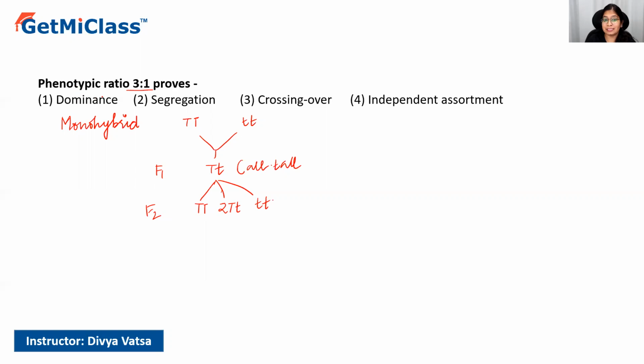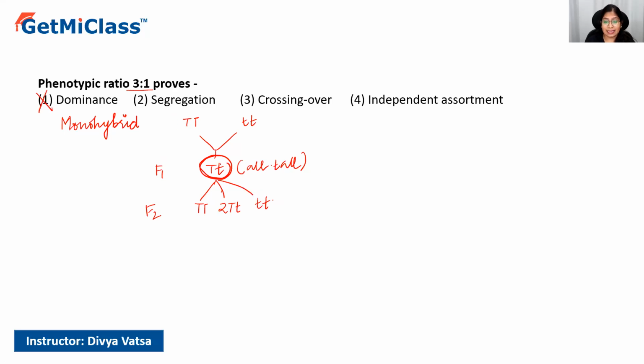Now, the first option says dominance. See, it can't be dominance, because dominance is proved right over here in the F1 generation. For dominance, we need not study any ratio because the dominant trait is what is seen. So dominance can't be your option.